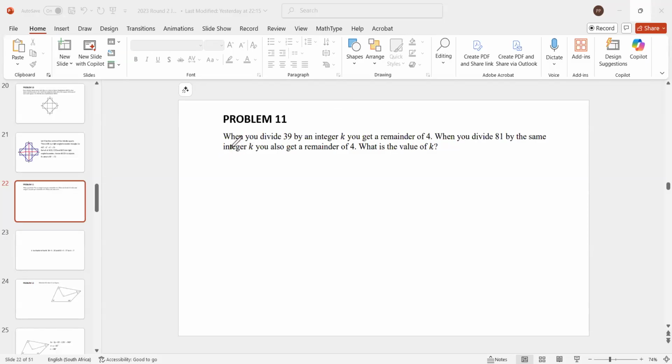We continue with the SAMO round 2 junior problems. We go on to problem 11. The question says when you divide 39 by an integer k, you get a remainder of 4. So what does that mean? It means that when you subtract 4 from 39, you get a multiple of k. Therefore 39 minus 4, which is 35, is a multiple of k.